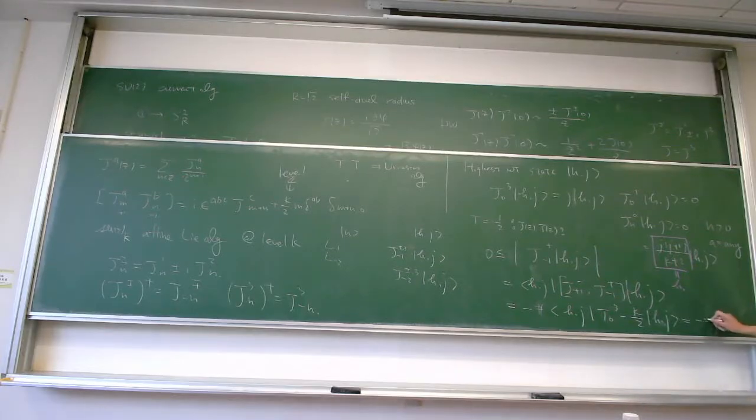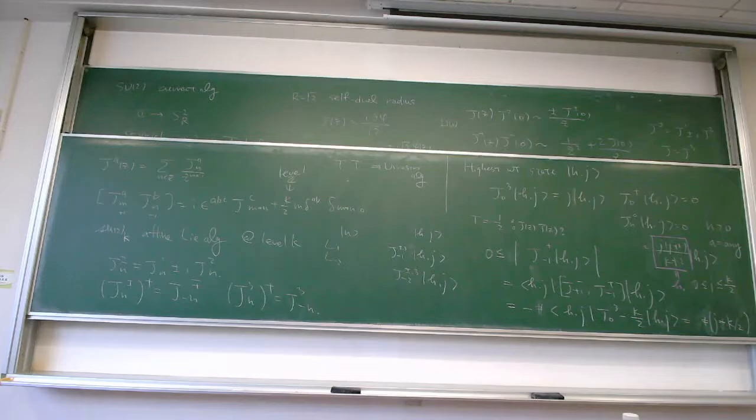So some number times j minus k over 2. Okay? Some number times minus. So this has to be positive. So therefore, this has to be 0. So therefore j has to be less than or equal to k over 2. So the value of j is indeed limited. Okay.